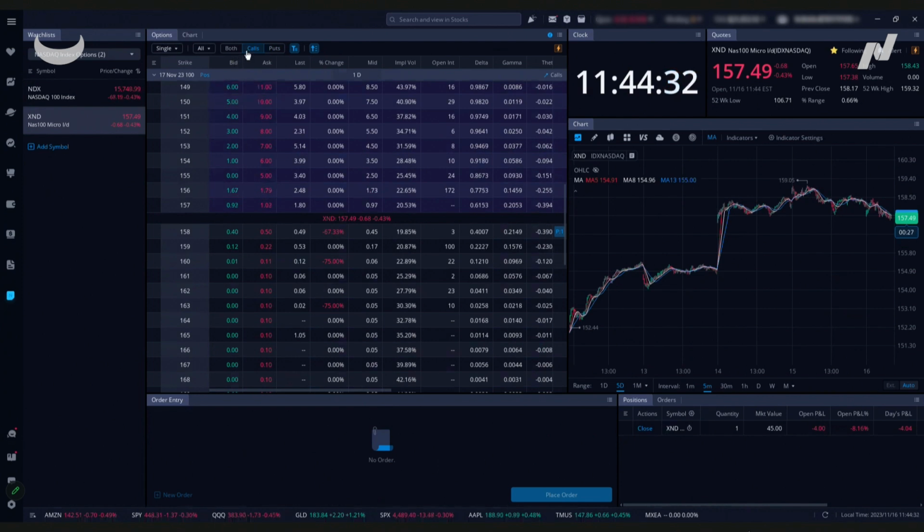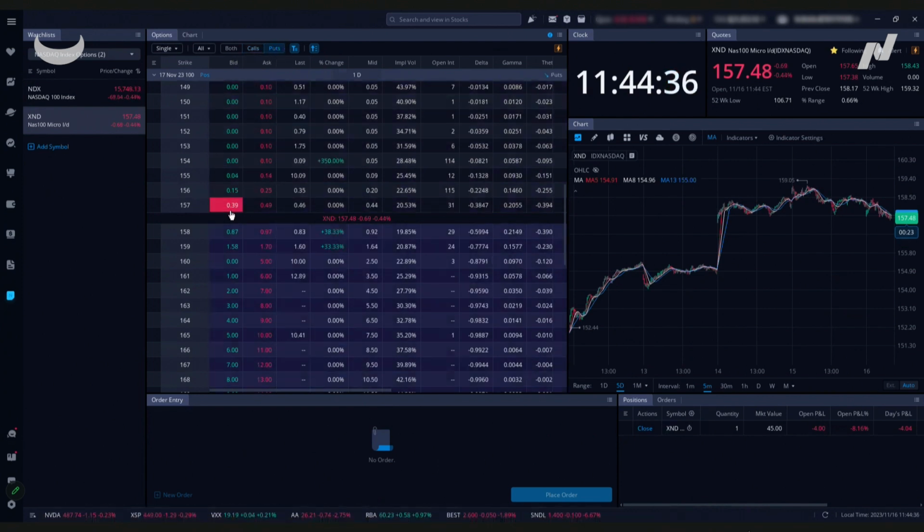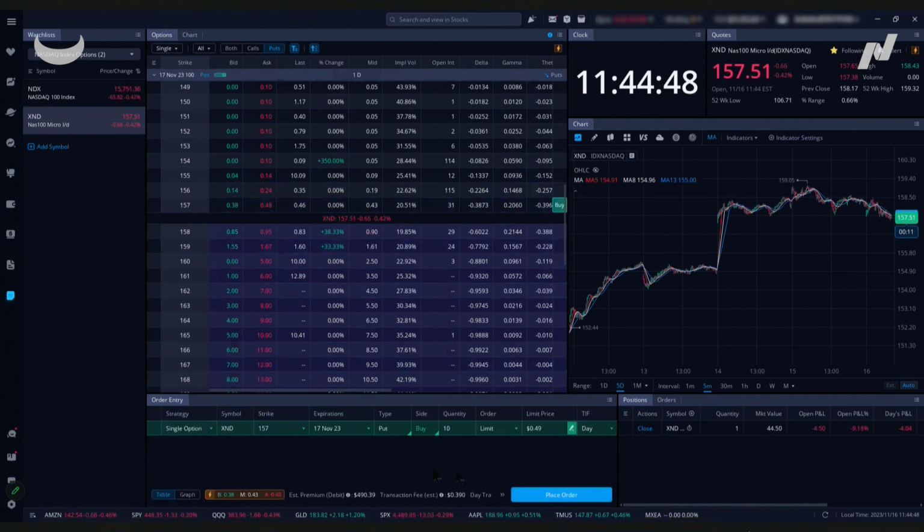Now, for my trade, I'm going to buy a long put. Here we are in the XND options chain. I've got it filtered by the November 17th contracts and just puts. So the 157 strike is trading at 39 cents by 49 cents. So if I was to buy it at the ask price, it would cost $49. $49 is the most I can lose on this trade.